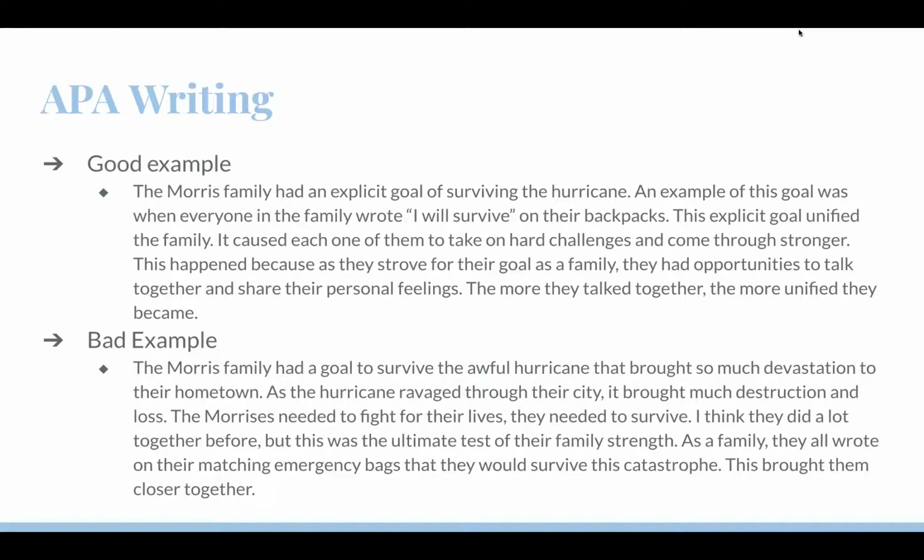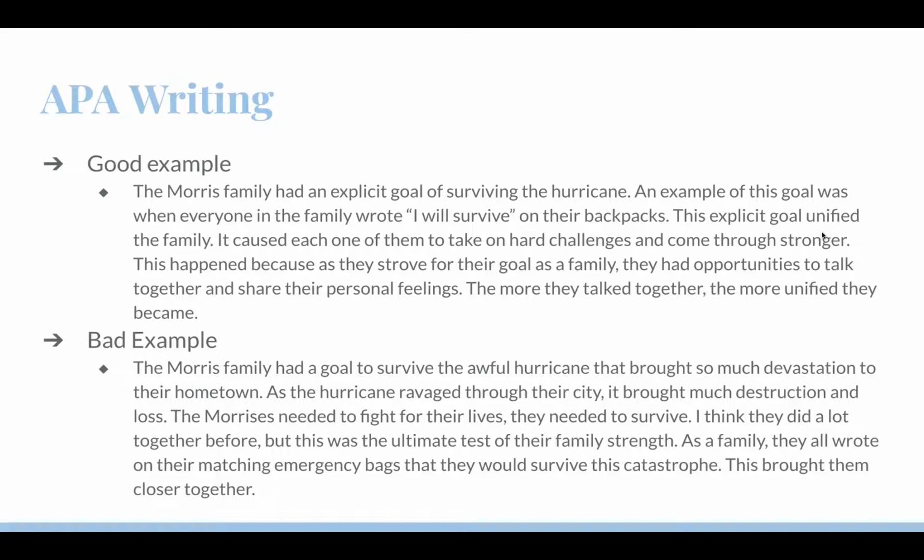So right there, you'll see that is the specific outcome. You don't always have to say the outcome was, because this one just says it caused, but it's very explicit. And then it says this happened because as they strove for their goal as a family, they had opportunities to talk together and share their personal fears. So that's the how that's going on. And then the more they talked together, the more unified they became. And that is the why. Okay, so that's a good example.